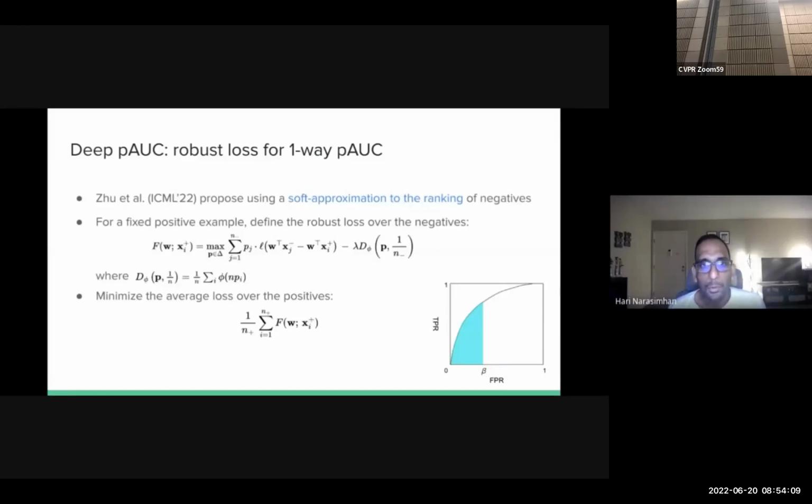So one can compute a loss over the negatives with a divergence term in the objective, and one then averages these losses over the positive examples. And this is the objective that they optimize. The authors describe how this resulting objective looks for different choices of the divergence term.